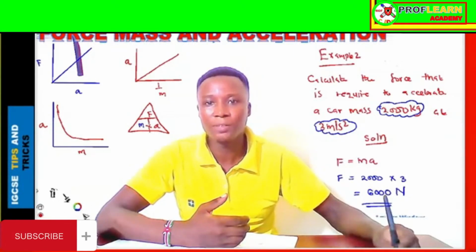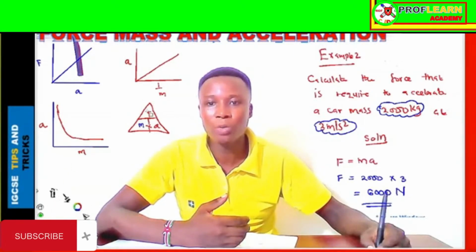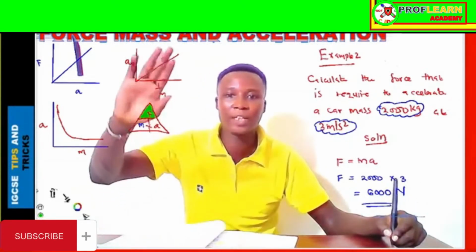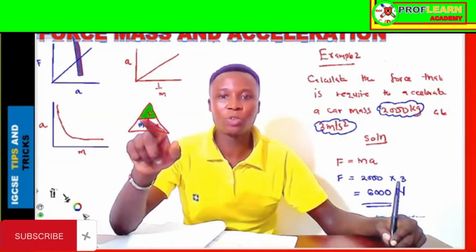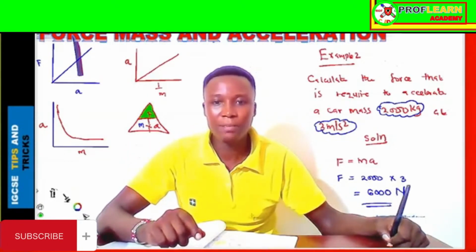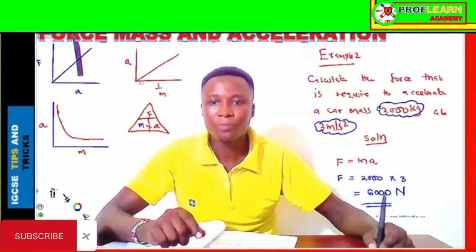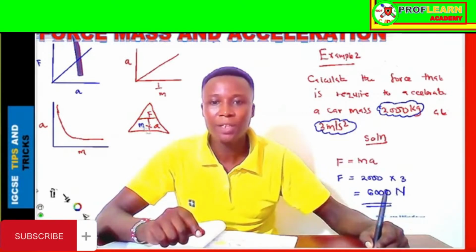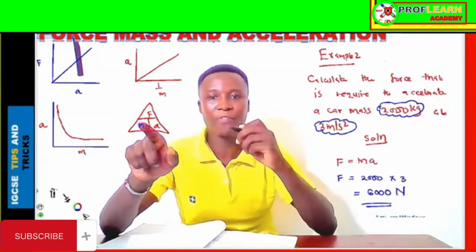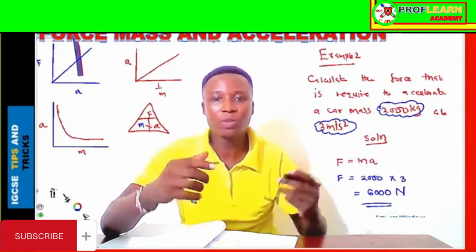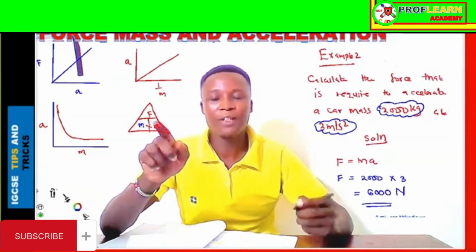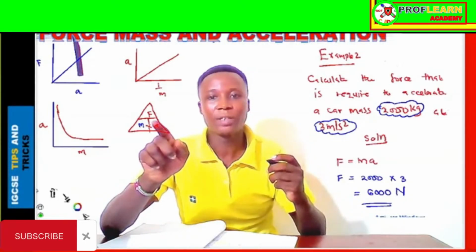So which means that if you want to calculate the force, what you need to do is cover that part of force, and you're going to remain with mass times acceleration. But if you want to work out mass, you are going to cover that part where you have mass. You are going to remain with F over A. And if you want to find acceleration, you will cover this point A, and you're going to remain with force divided by M.